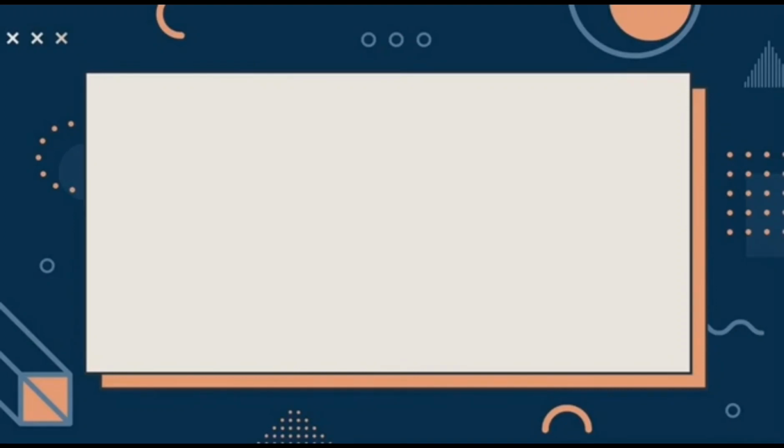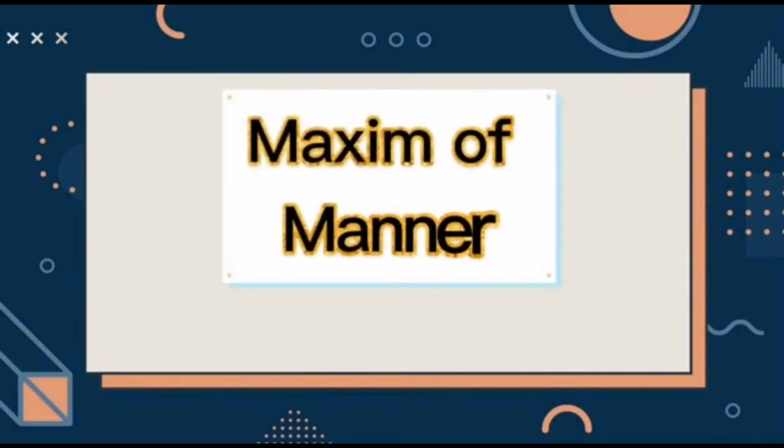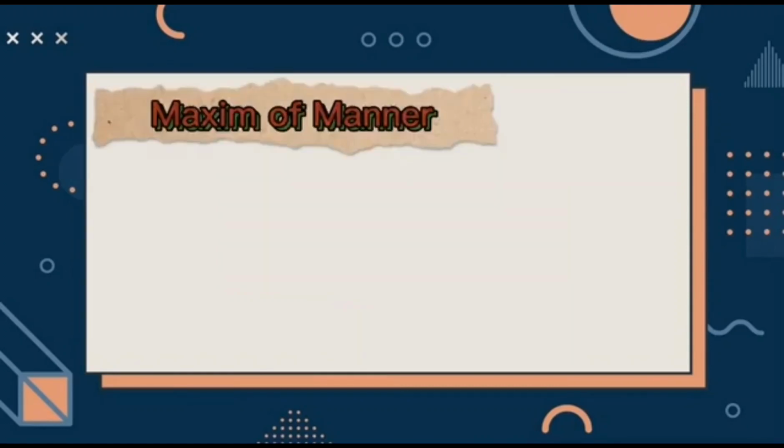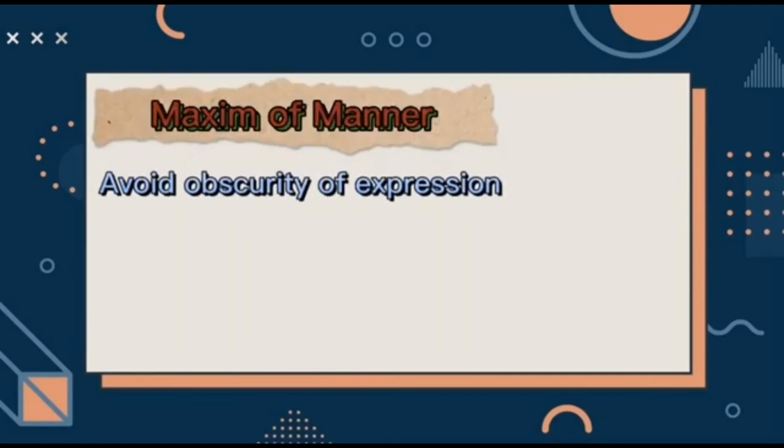The last maxim is the maxim of manner, or be clear. There are various additional maxims of manner that are based on this super maxim. Grice lists four specific ones in his original work. First, avoid obscurity of expression. Avoid language which is difficult to understand, such as because it contains words that the listener doesn't know. Second, avoid ambiguity.